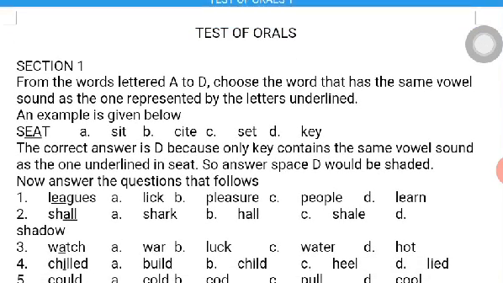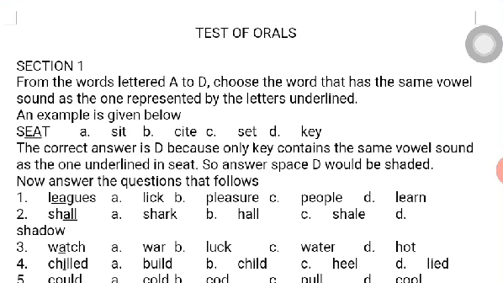SEAT, the underlined part is the letters EA, and option A is sit, option B is site, option C is set, and option D is key. Now, the correct answer is option D, because only key contains the same vowel sound as the one underlined in seat. We're going to be showing you those vowel sounds and other sound symbols as we proceed with the lecture. So answer space D will be shaded.